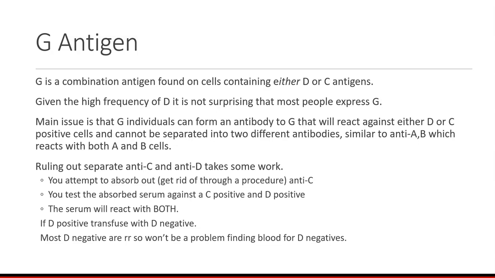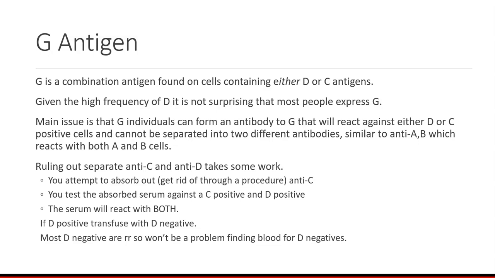So you attempt to absorb out, get rid of, through a procedure, anti-big C. And just briefly, you take C positive reagent cells, you add the patient's serum, and you allow it to incubate, and then you harvest the serum. And what you're hoping is that the anti-C will have been absorbed onto the reagent cell and won't be present. So then you test the absorbed serum against a C positive and a D positive. If this is truly an anti-G, the serum will react with both, because remember, it's not a separate anti-big C and anti-D, it's an anti-CD.